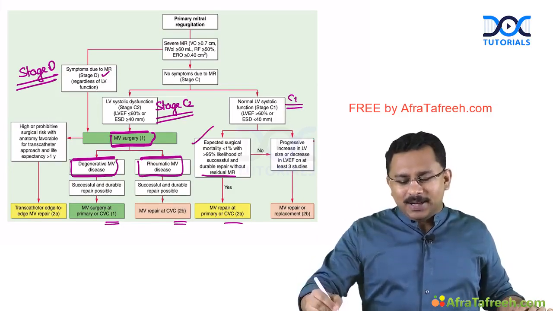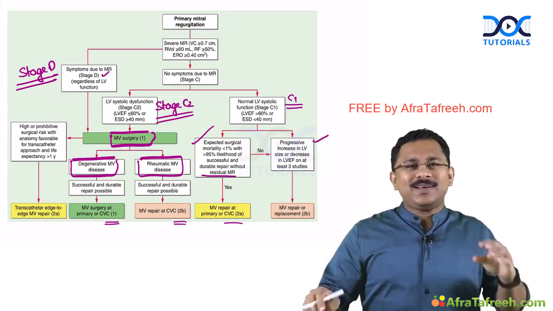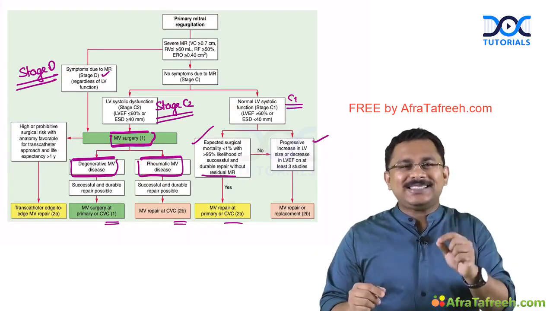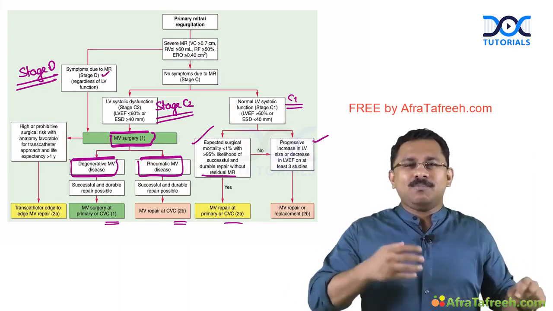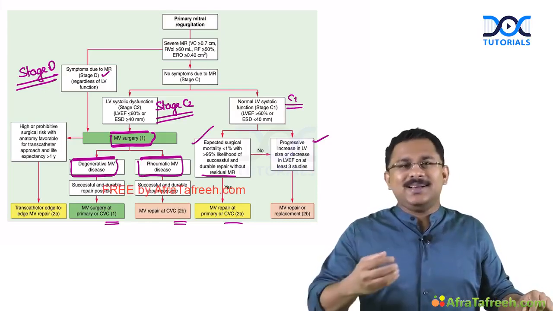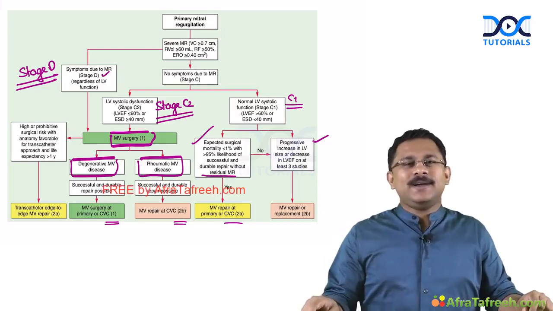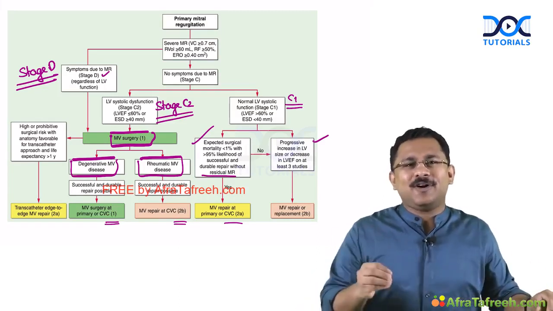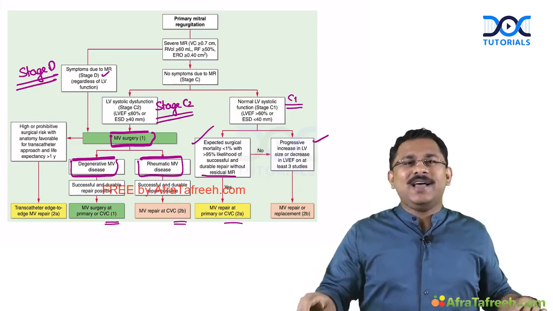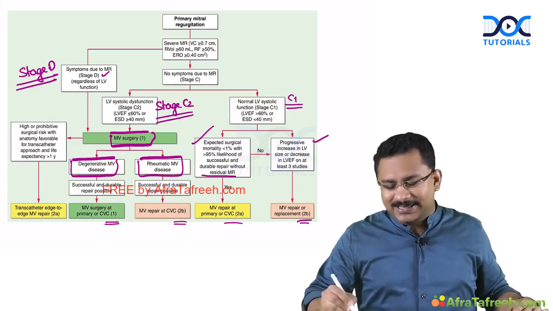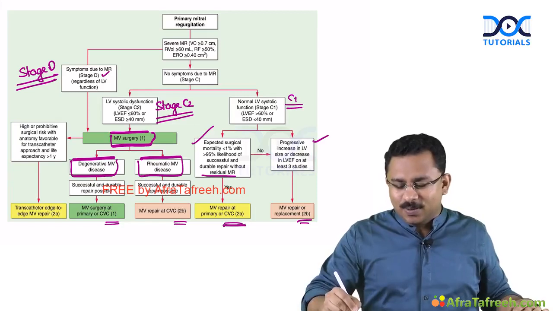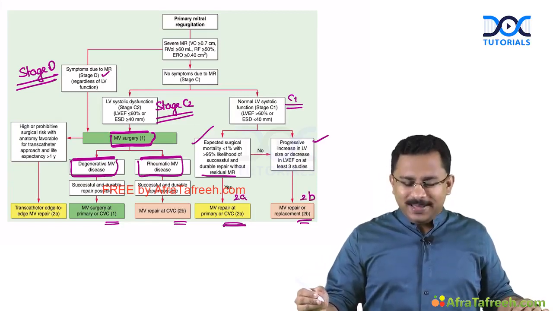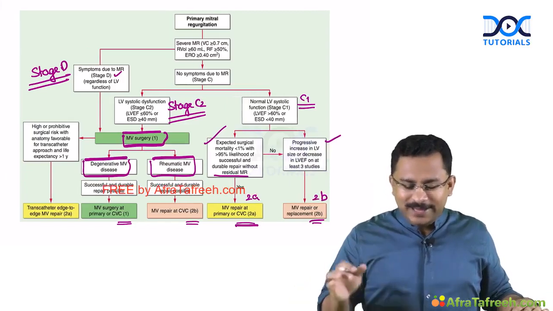The second point is also in stage C1, when there is a progressive increase in the left ventricular size or a decrease in the ejection fraction on more than or equal to 3 serial imaging studies, then also the mitral valve surgery may be considered irrespective of the probability of a successful and durable repair. So once again, it's just about the class of recommendation. One is a 2A recommendation, the other is a 2B recommendation. Okay. So that point is also very clear.